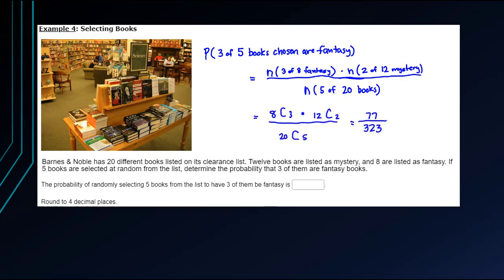And so this is going to be 8C3 times 12C2 over 20C5, which ends up being 77 over 323, which when you round to 4 decimal places is 0.2384.